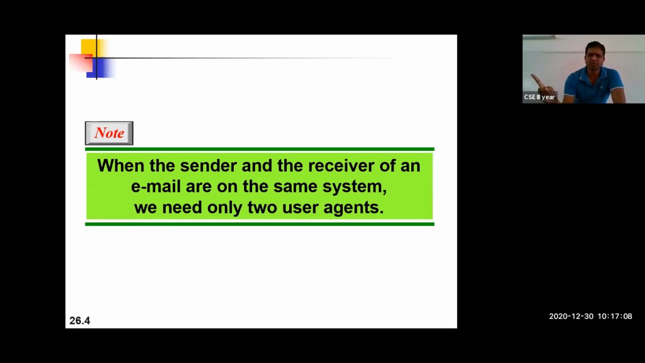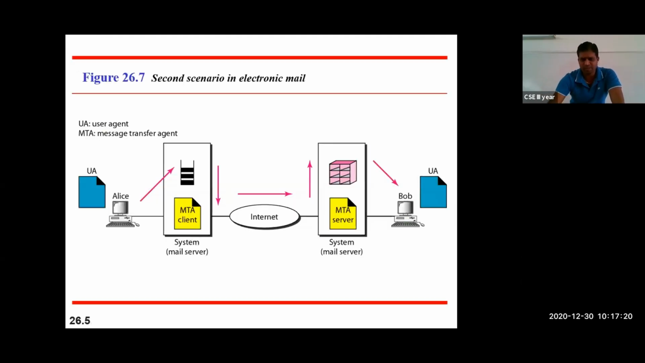One user agent for Manoj, one user agent for me, meaning one for each of them. Whoever the sender's user agent and the receiver's user agent are, those are the requirements when both people are on the same system. But that is not the scenario today. Still, now I come to the second scenario.